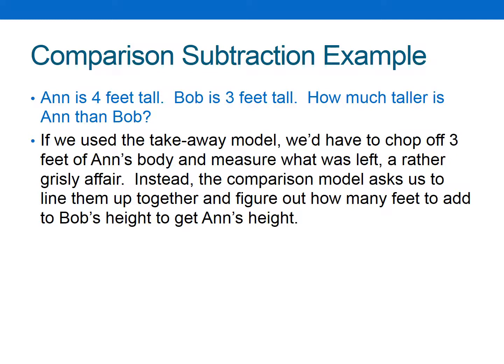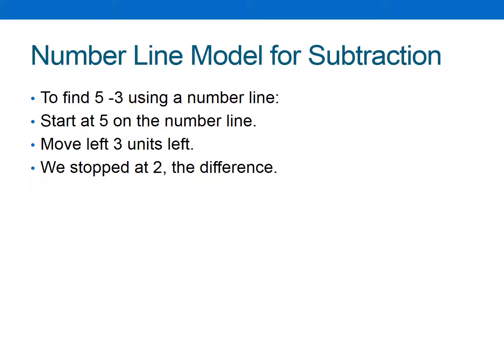Comparison subtraction. And the number line model is pretty easy too. We are going to find 5 minus 3 by starting at the first number, just like we do with addition, but instead of moving to the right 3 when we subtract, we're going to move to the left 3. And where we stop will be our answer, which is called the difference.